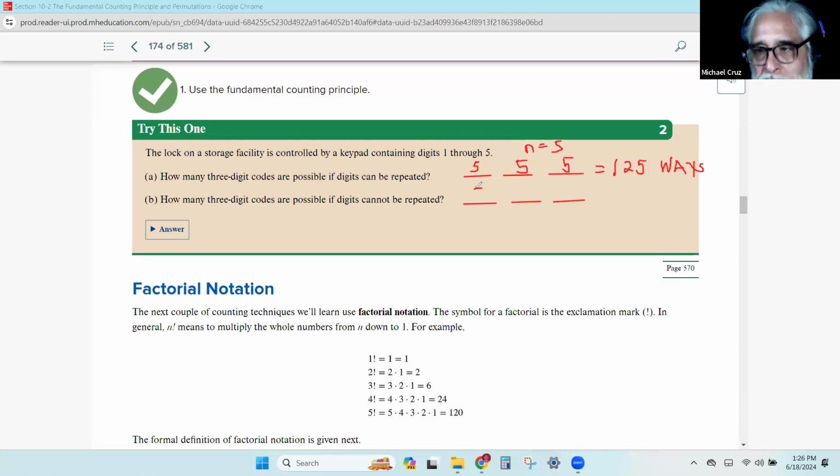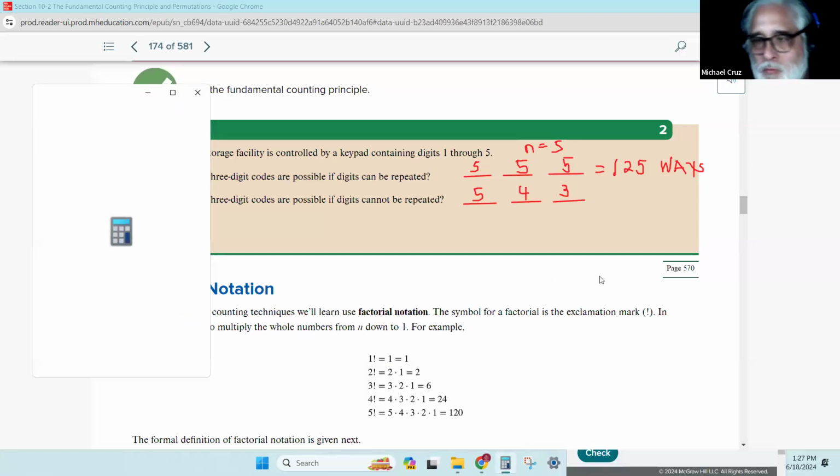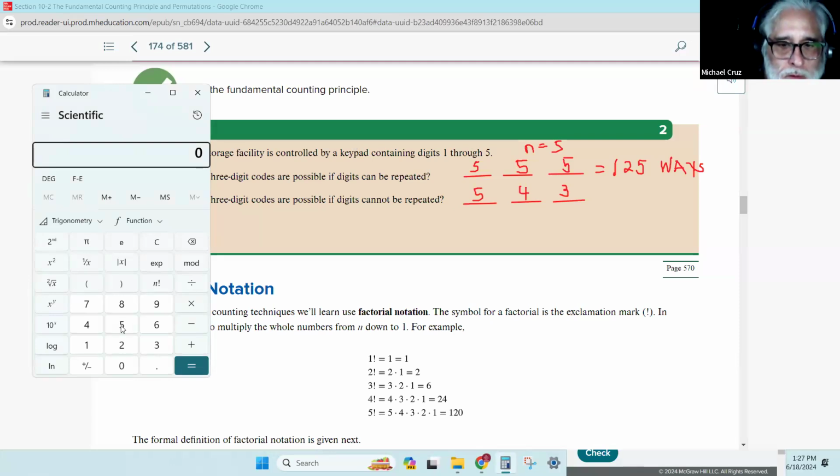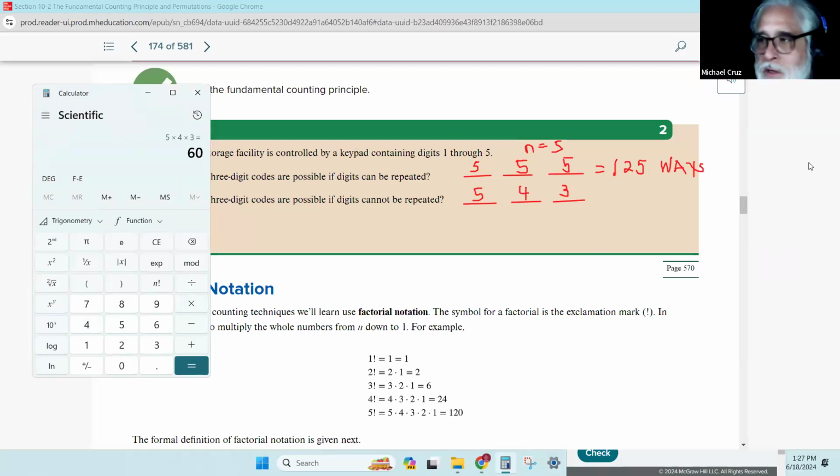As a matter of fact, let me go ahead and just do this. There'll be 5 the first time. And since you're using one of them, there's only going to be 4 left. And then once you use those 2, there's only 3 left. So 5 times 4 times 3. So then there's going to be 60 ways if we can't have repetition.